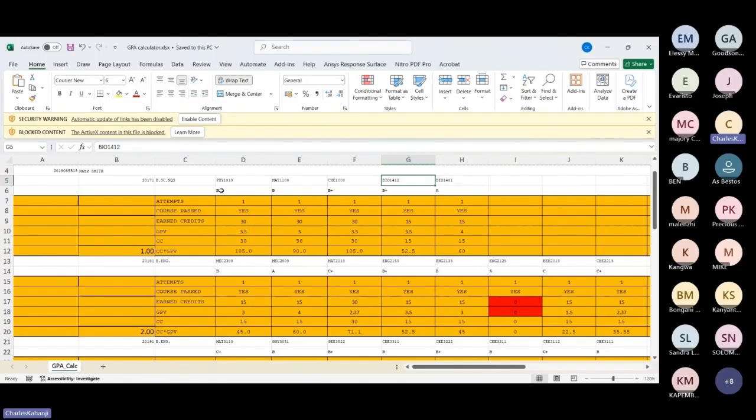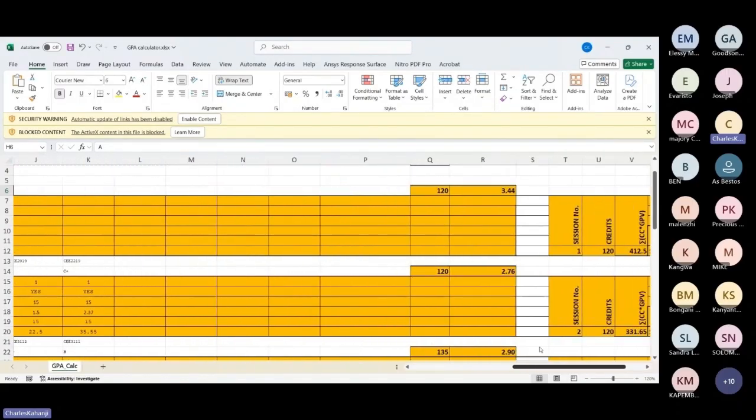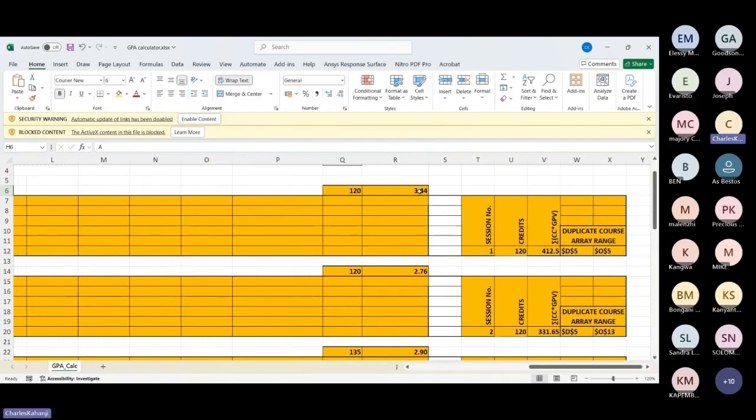If someone got a B+ in physics, then they got a B in mathematics, a B+ in chemistry, a B+ in biology and an A in biology. What's going to happen is that they will be able to get a GPA for that particular year of 3.44. So that 3.44 is your GPA for that particular year.